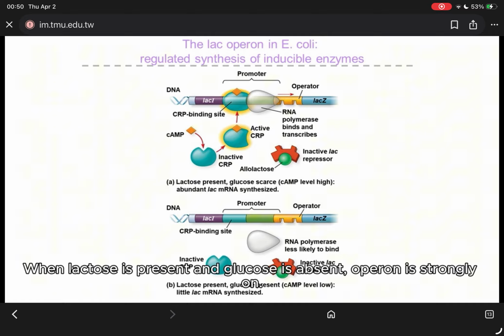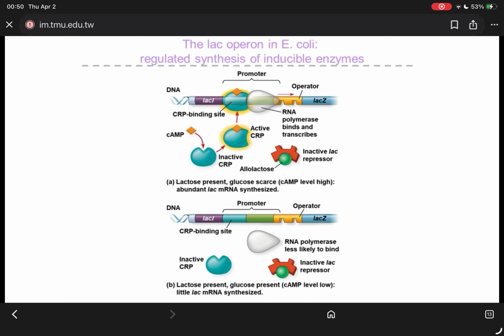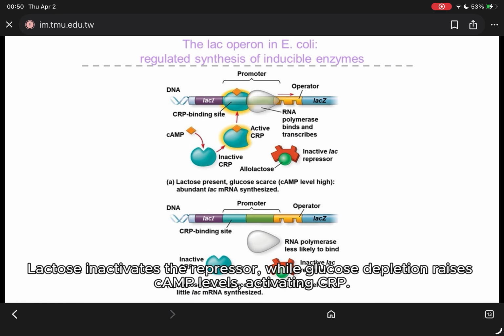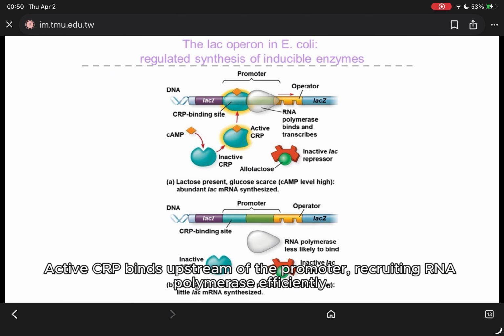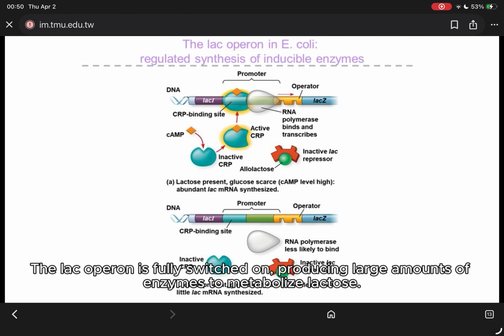When lactose is present and glucose is absent, operon strongly on. This is the optimal scenario. Lactose inactivates the repressor, while glucose depletion raises cAMP levels, activating CRP. Active CRP binds upstream of the promoter, recruiting RNA polymerase efficiently. The lac operon is fully switched on, producing large amounts of enzymes to metabolize lactose.